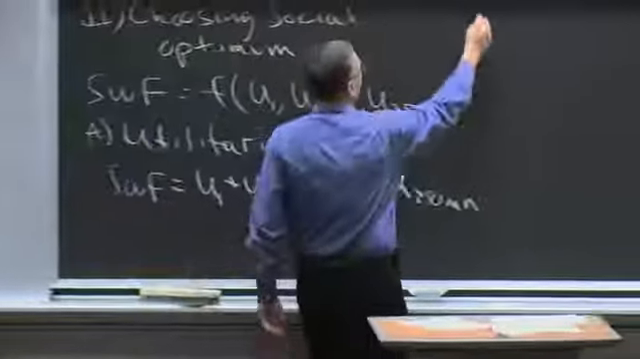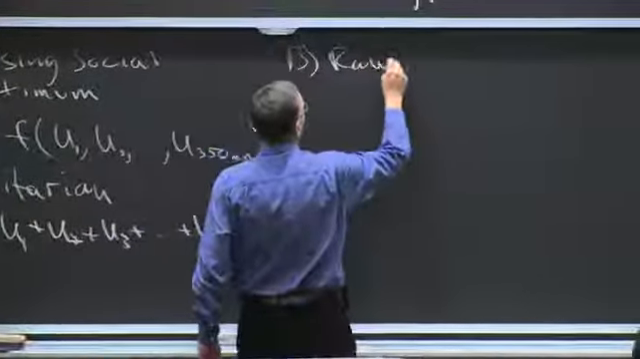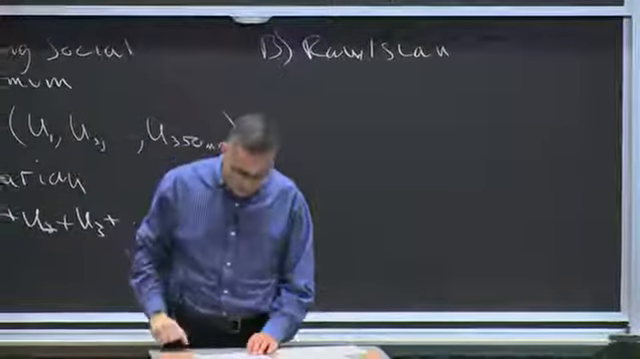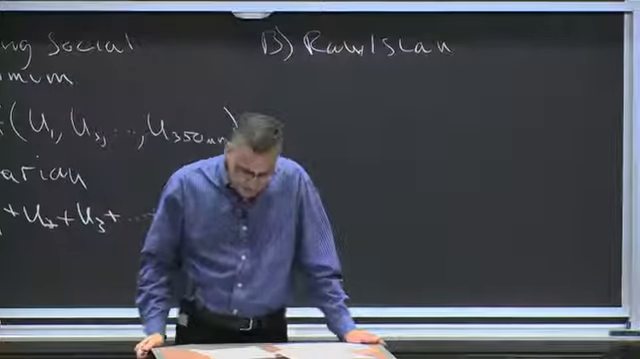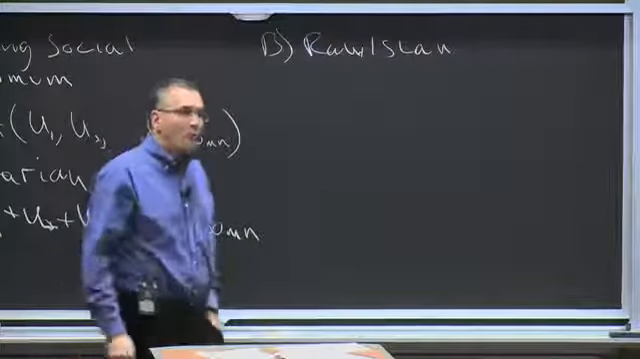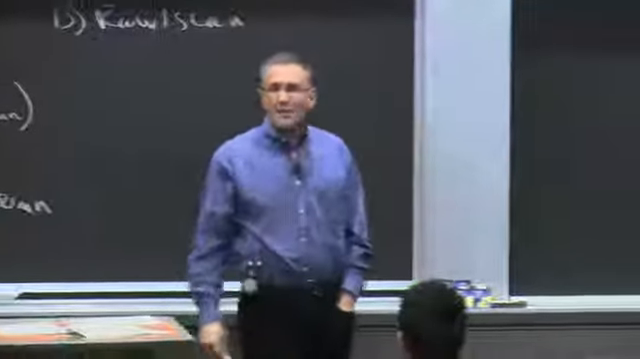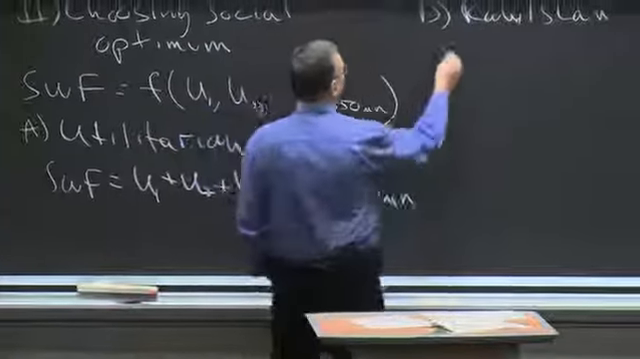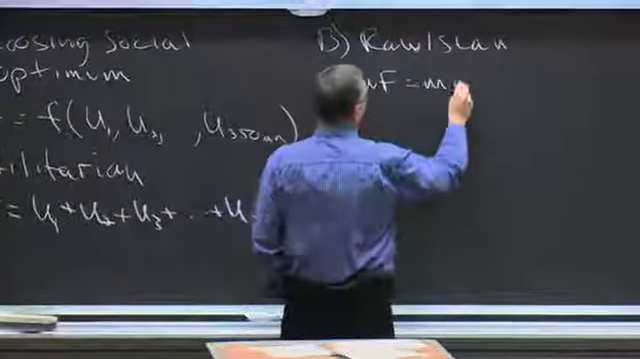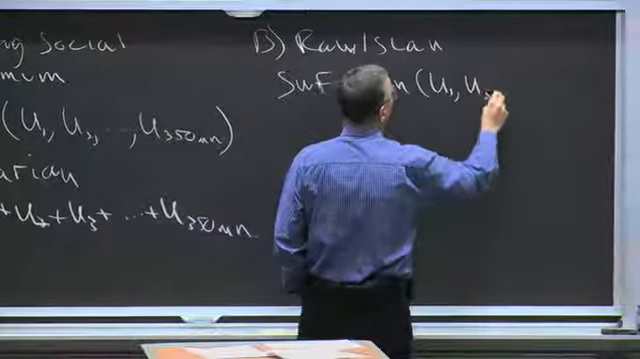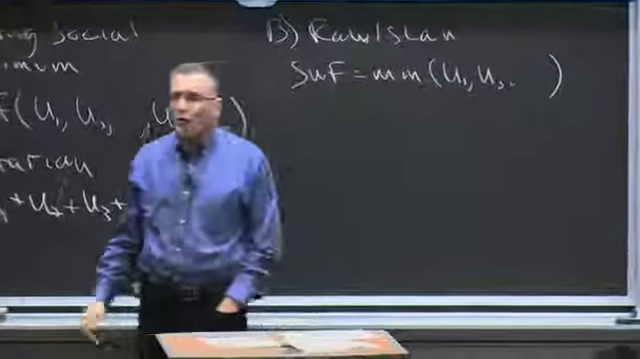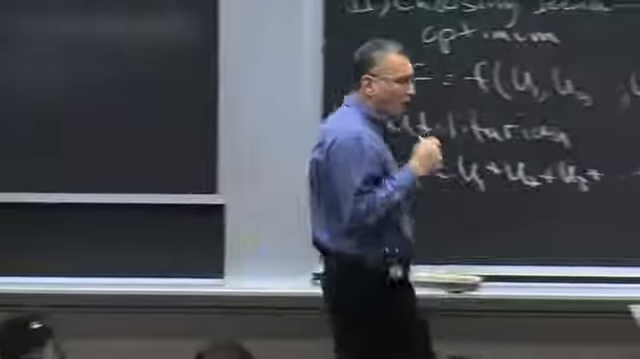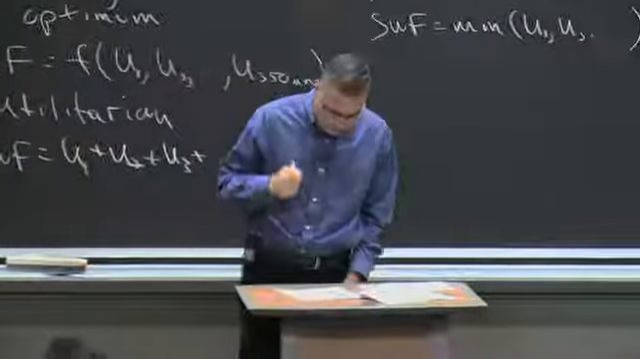The more liberal extreme is what we call a Rawlsian social welfare function, due to the philosopher John Rawls, who was at Harvard. He said the goal of society is to maximize the well-being of its worst-off member. So a Rawlsian social welfare function is the minimum of U1, U2, and so on. In other words, all you care about is the worst-off person in society.